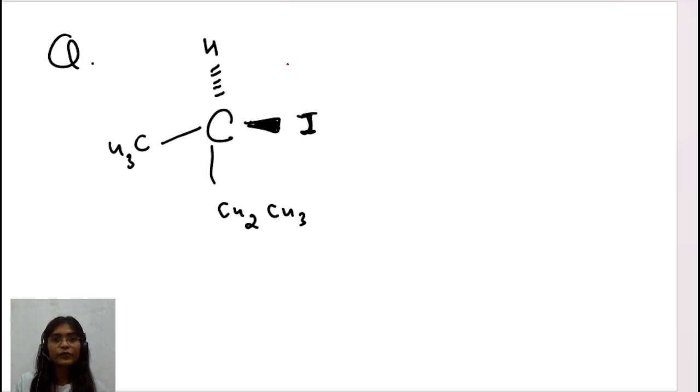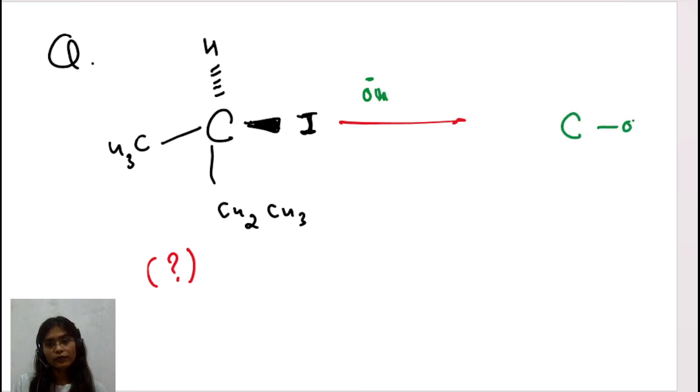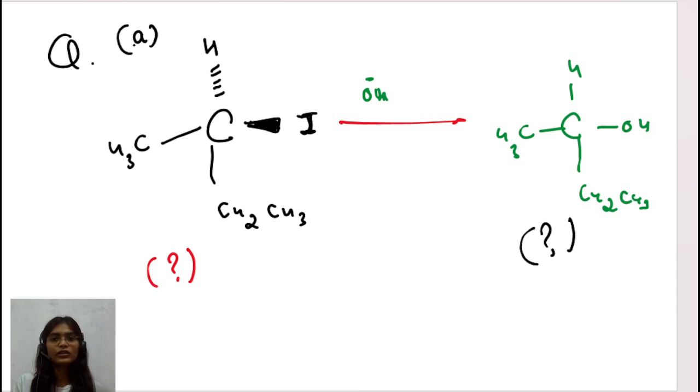First of all, what is the configuration for this, S or R? Next, you have to use a nucleophile, let's say the OH group. You have to identify the configuration for option A. And if this follows the SN1 mechanism, what is the configuration for B? This is the question for you. Now you can play smartly if you know the concept. Yes, please answer this question.